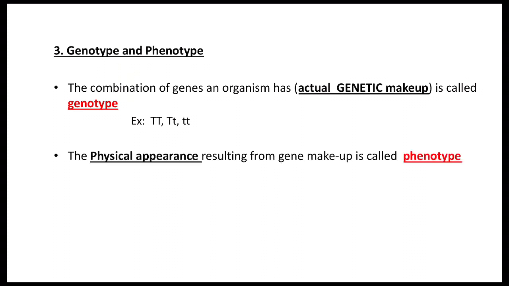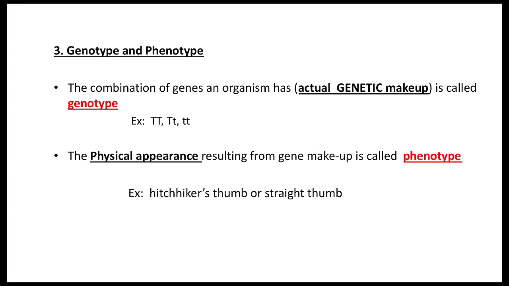The physical appearance resulting from gene makeup is called the phenotype. So this is what you see on the outside when you look at the individual, so the physical appearance. So for example, looking at hitchhiker's thumb versus straight thumb. So the genotype is the genetic makeup that leads to the phenotype.